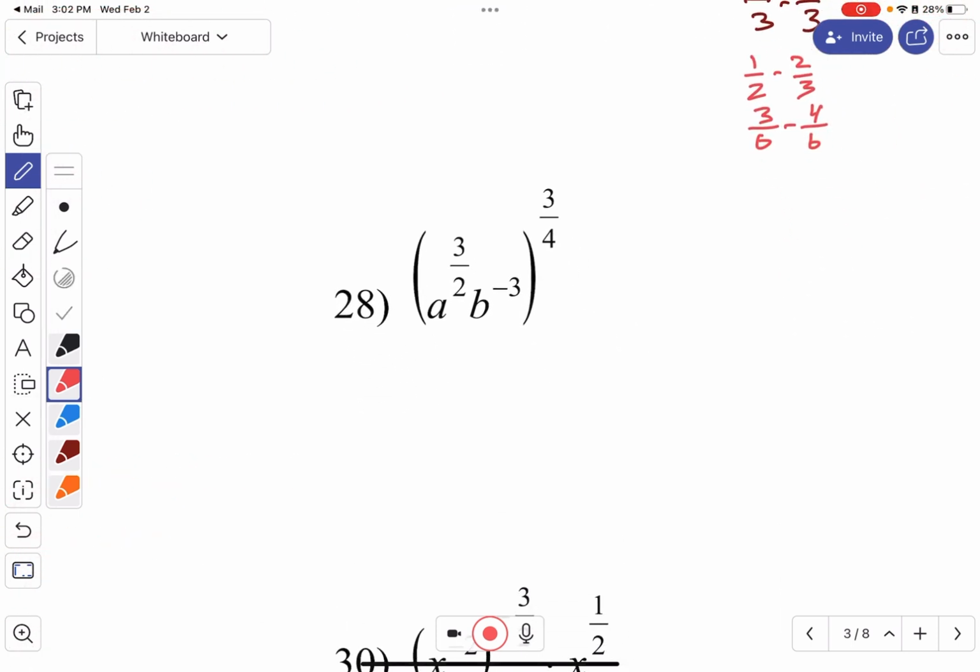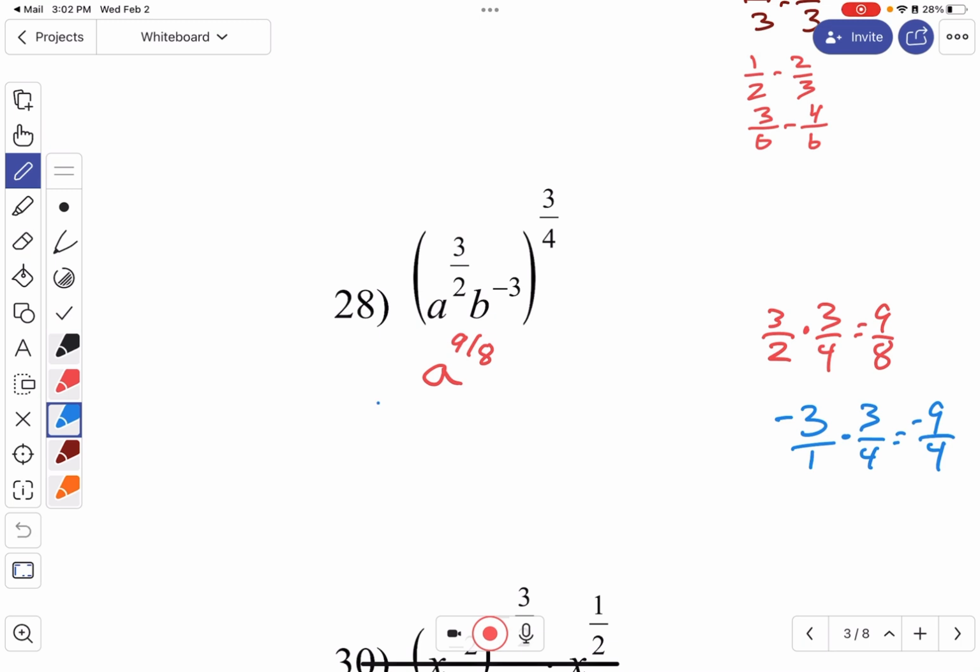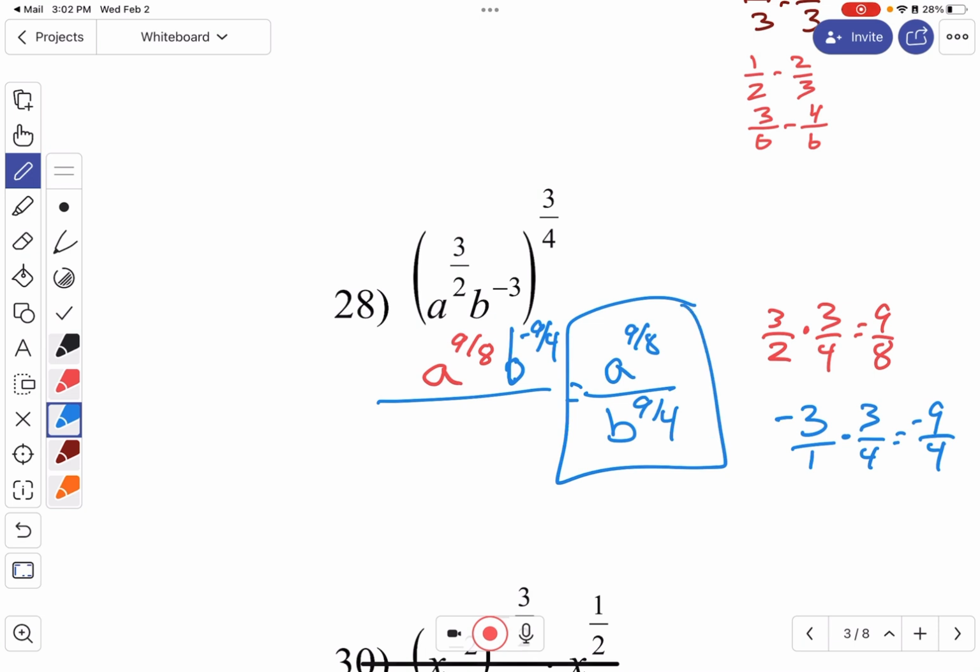Number 28. So we have to distribute in there the 3/4. We've got 3/2 times 3/4, 9/8. For the b value, we've got negative 3 over 1 times 3 over 4, which is negative 9/4. So we got negative 9/4, so we'd have b to the negative 9/4. Simplify that, that's a to the 9/8 over b to the 9/4. Solution for 28.